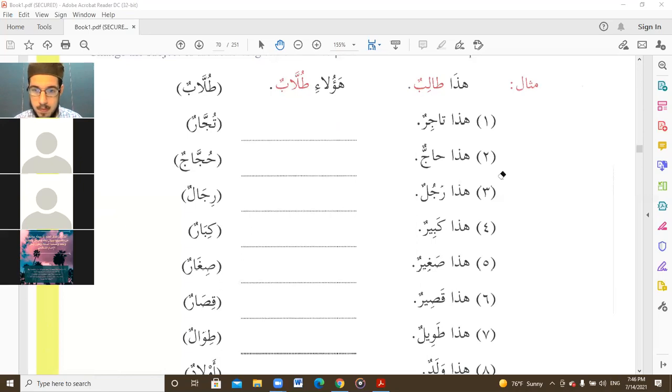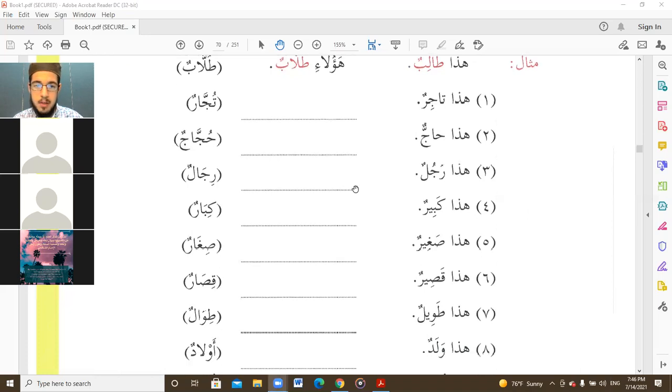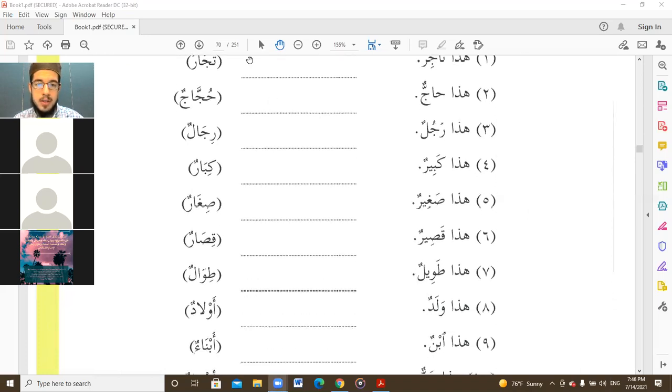هذا حاج. هؤلاء حجاج. Very good. So we have hajjun, which means a pilgrim, someone who's engaging in hajj. Stay tuned, this week's khutbah is going to be all about hajj. And the plural, pilgrims, hujjajun. Very good. And we're changing the demonstrative pronoun from this to these, hadha to ha'ula'i. Very good.